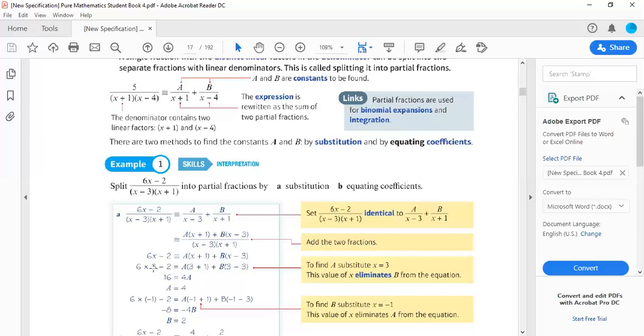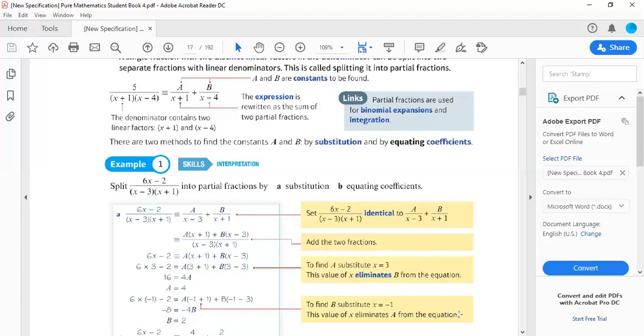Again, we have to find b. So at first eliminate the a term. The a term will be 0 if x equals minus 1. So x equals minus 1, so minus 1 plus 1 equals 0, the a term is 0. Similarly, minus 1 minus 3 gives minus 4b. And 6 multiplied by minus 1 minus 2 gives minus 8. The minus signs cancel out, b equals 2.